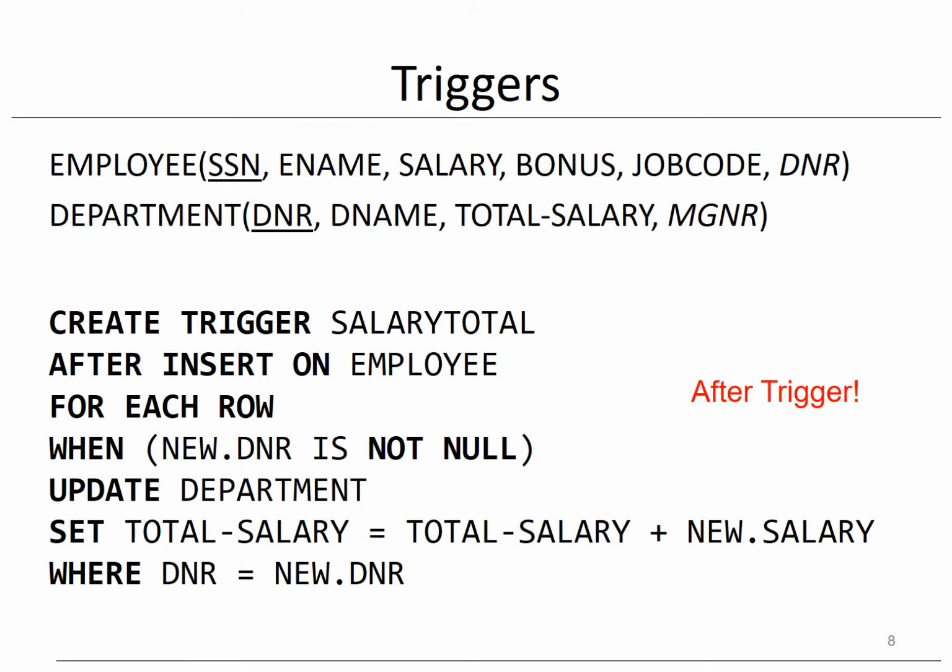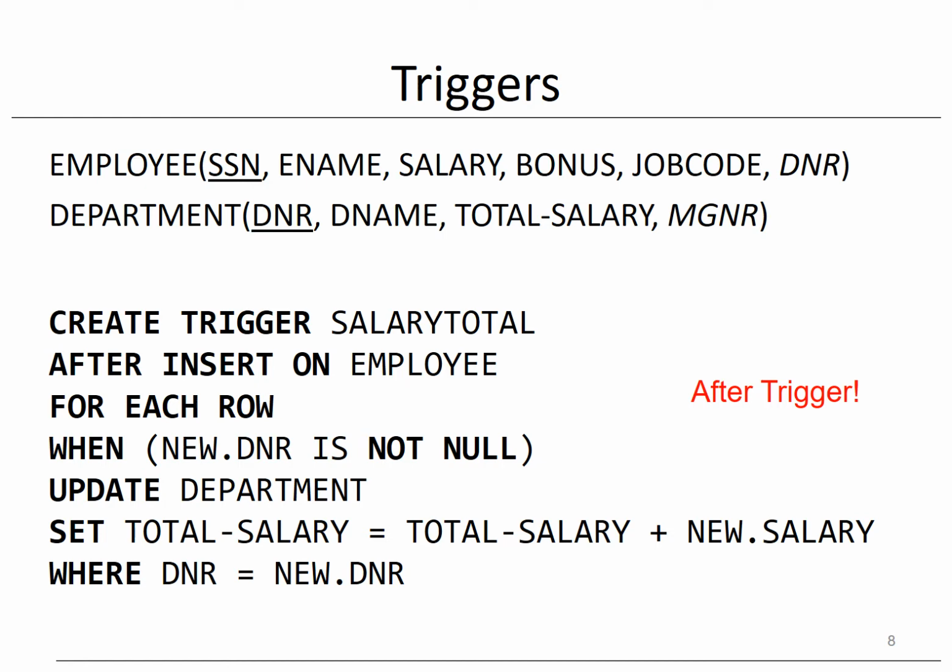The attribute type total salary in department contains the total salary of all employees working in a department and should be updated whenever a new employee is assigned to a particular department. This can be accomplished by means of the SQL trigger you see here. This is an example of an after trigger, since it first inserts the employee tuple and then executes the trigger body, which in this case adjusts the attribute type total salary in department.